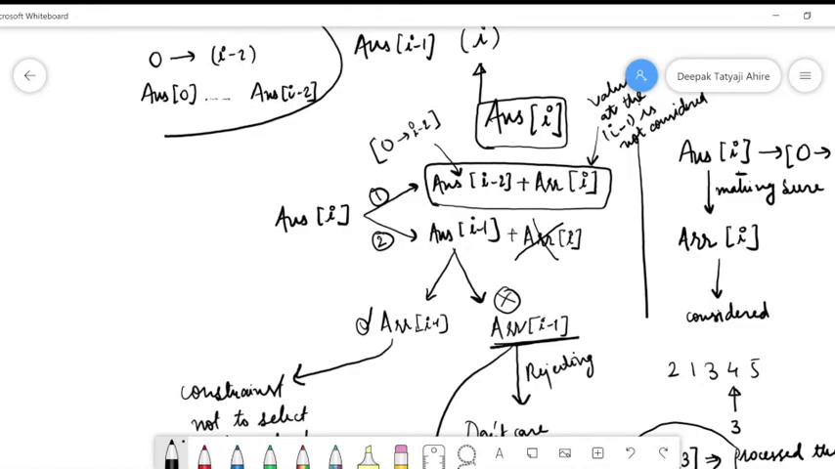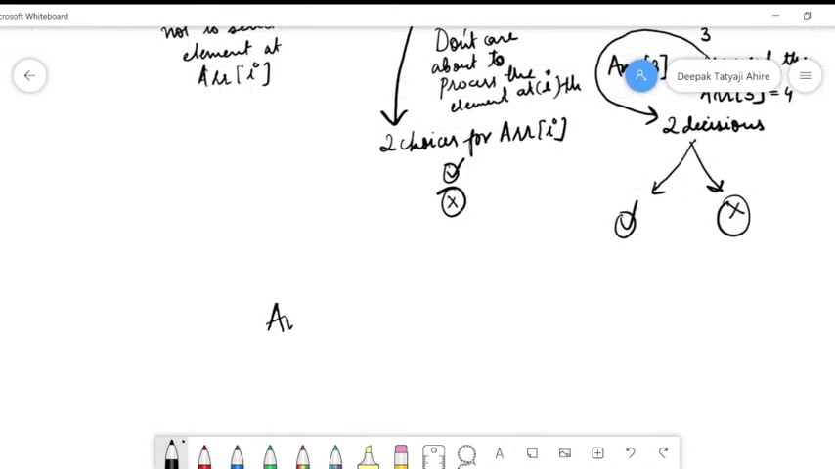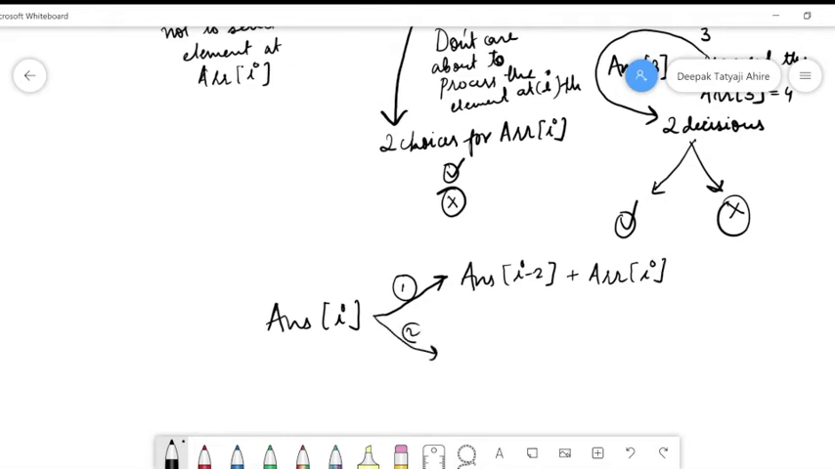So to write it in a clean manner, what I derived is my answer at ith position is dependent on two values. First is the answer at I minus 2th position plus the value at the ith index, and secondly my answer at I minus 1th position. And to select the answer from these two cases, I'll just select the maximum value of them.